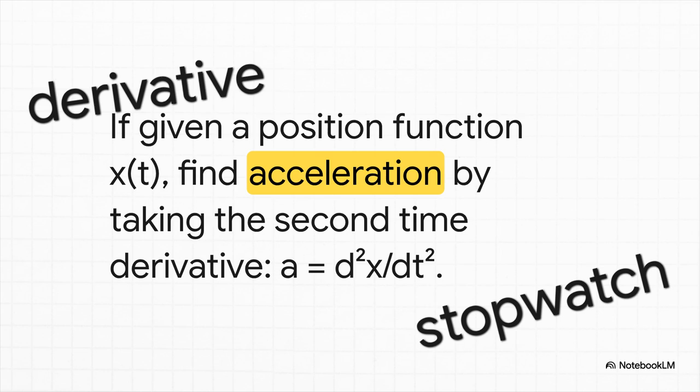And here's a direct connection back to your kinematics work. If a problem doesn't give you the acceleration, but instead gives you the object's position as a function of time, x of t, you know what to do. You find the acceleration by taking the second derivative with respect to time. Once you have that value for a, you can plug it right back into F equals ma to find the net force. See? It all connects.